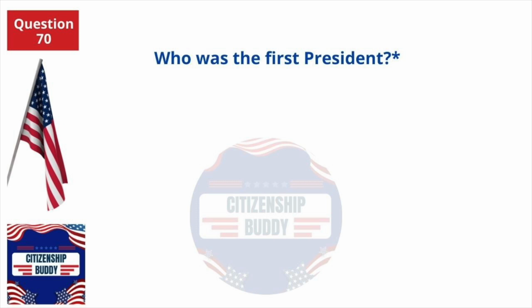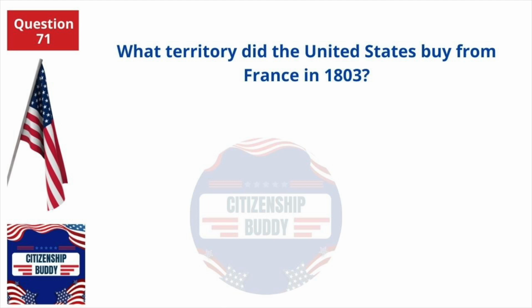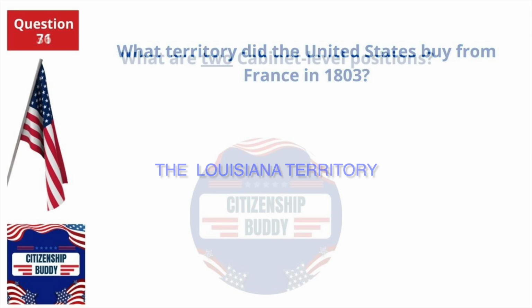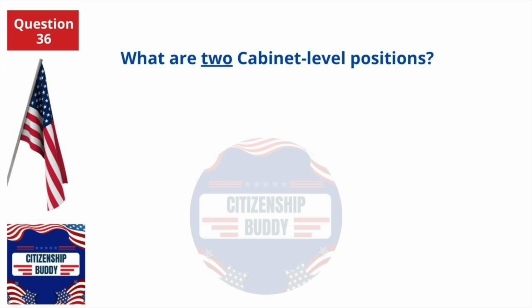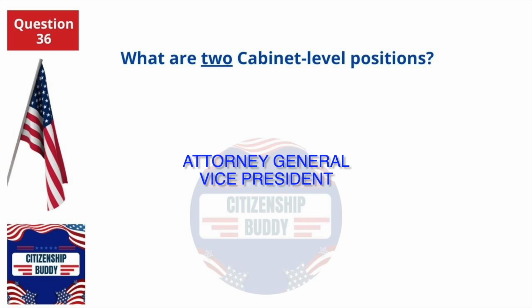Who was the first president? George Washington. What territory did the United States buy from France in 1803? The Louisiana Territory. What are two cabinet-level positions? Attorney General, Vice President.